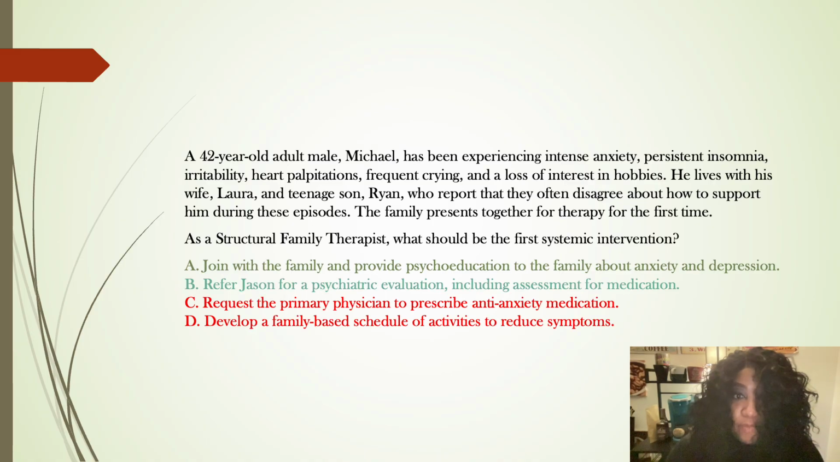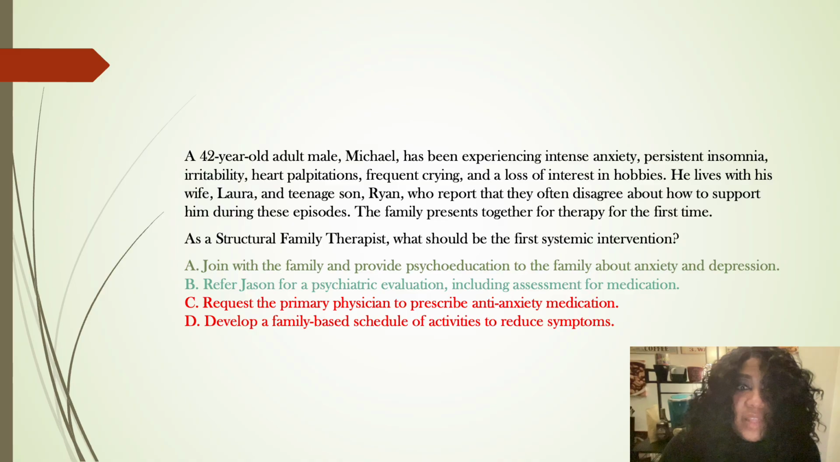Let's take a look at these breadcrumbs, right? So now here we have some, oh my God, I didn't do the breadcrumbs for these. Please excuse me, I'm a little bit off this weekend. So we've got some intense anxiety, some persistent insomnia, irritability, heart palpitations. That's all I highlighted, that's all I would highlight, frequent crying. The heart palpitations really is just like, I can't do anything with that, right?